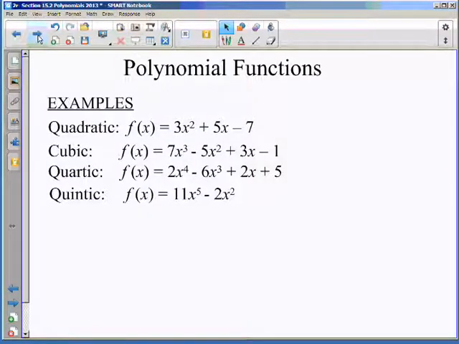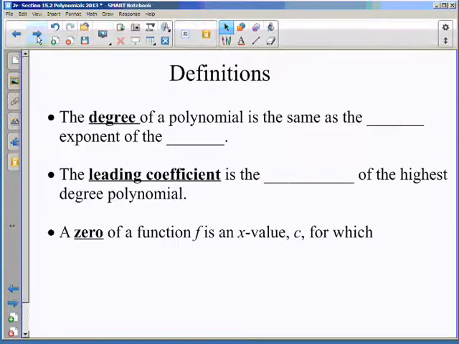Some basic polynomial examples. Quadratic, you've seen, has a degree 2. Cubic, a degree 3. Quartic and quintic, not used a lot in this class, but 4 and 5 is the highest degree for those polynomials. And well, we could keep going. And some basic definitions. The degree of a polynomial is the same as the greatest exponent of the variable.